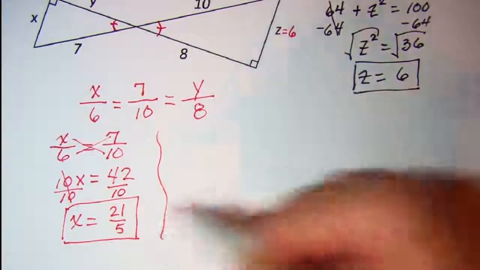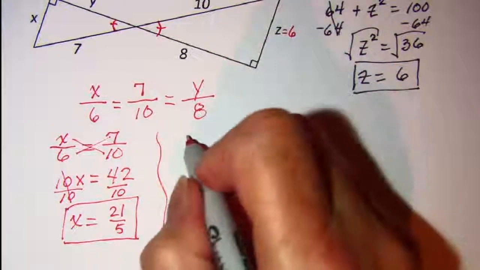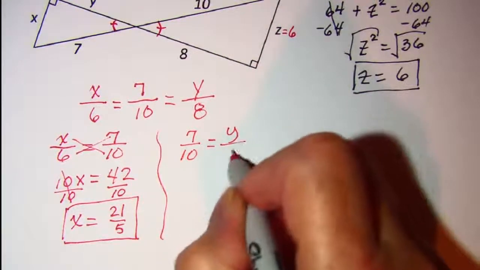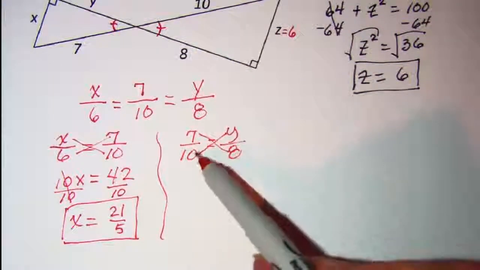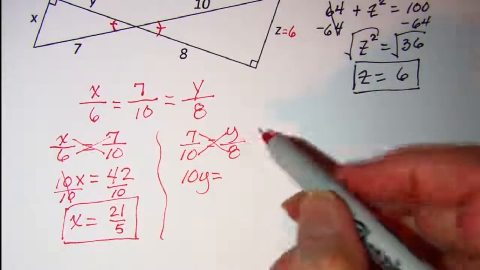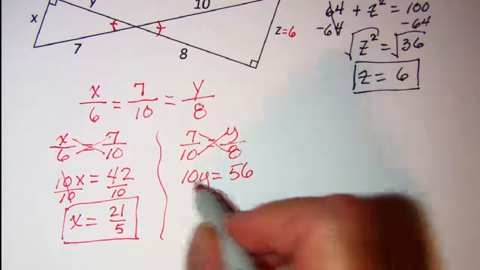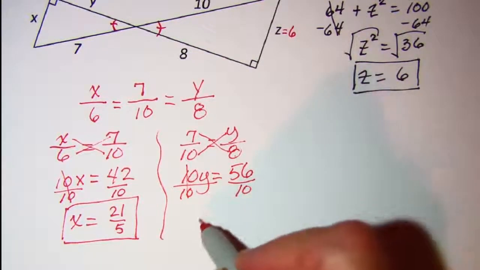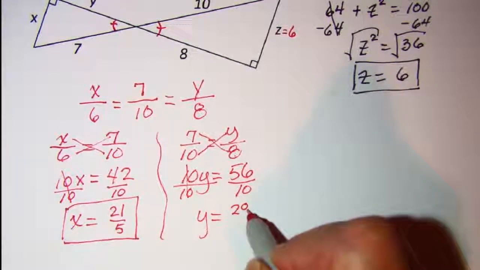Now let's use our two right ratios here to set up a proportion to solve for y. Again, we can do cross products, and we have 10 times y is equal to 7 times 8, which is 56. Divide both sides by 10. Our 10's cancel, and y is equal to 28 fifths.